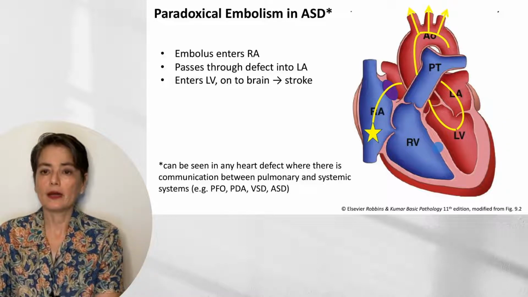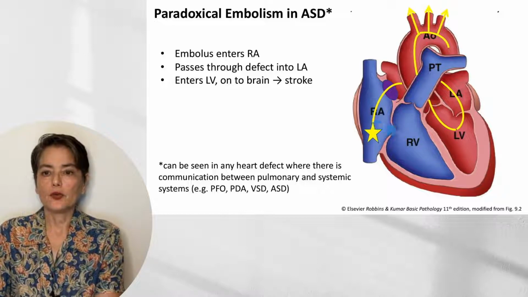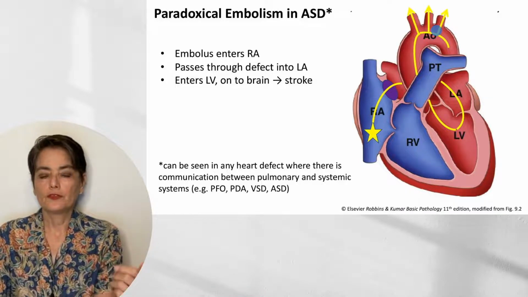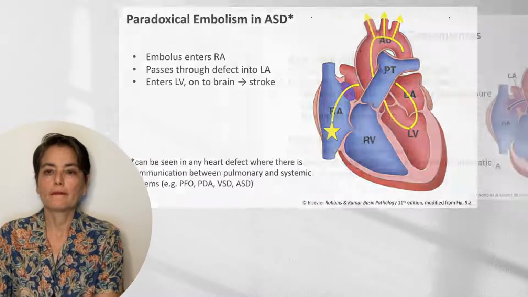Similarly, if you have a ventricular septal defect, what will happen is you can get the embolism coming through here, entering the left ventricle, and then going out through the aorta. So this is just to help you understand what that looks like.